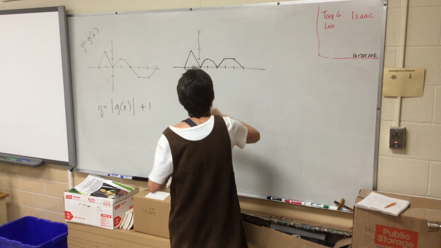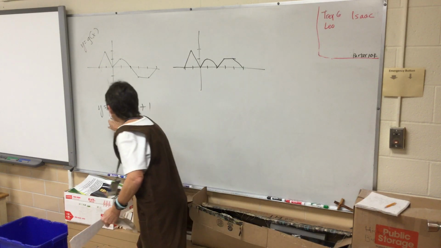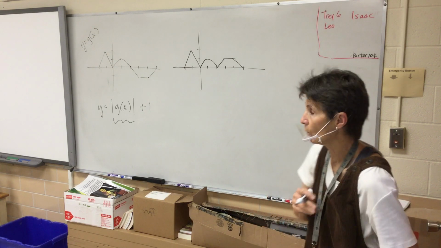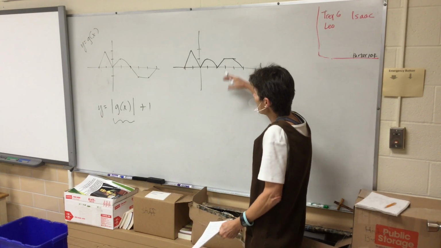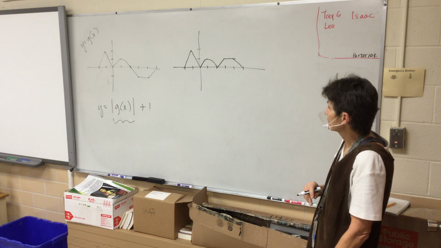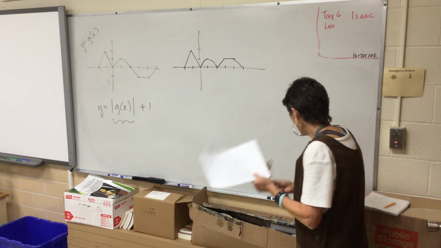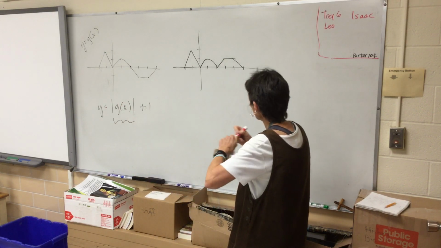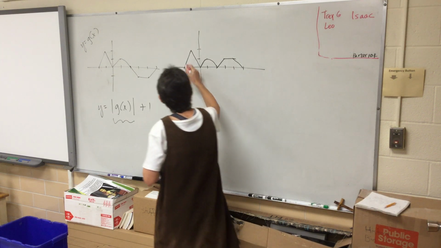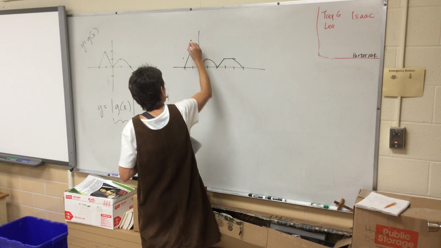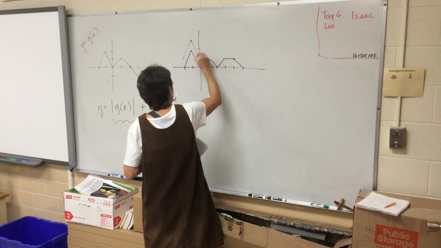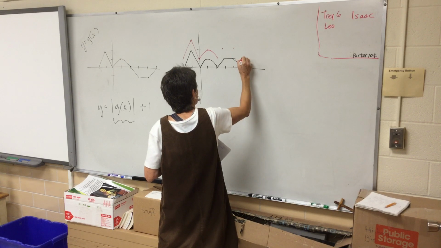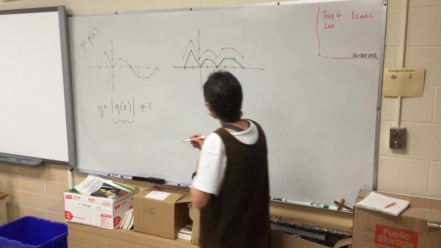So this is this. Remember when we take the absolute value of the whole thing? We just take whatever's on the bottom and fold it up. But I'm not done. What do I have to do now? So again, you're on your graph paper. You're just going to take every one of your points here, and you're going to move it up one block. And you should get that red picture right there.